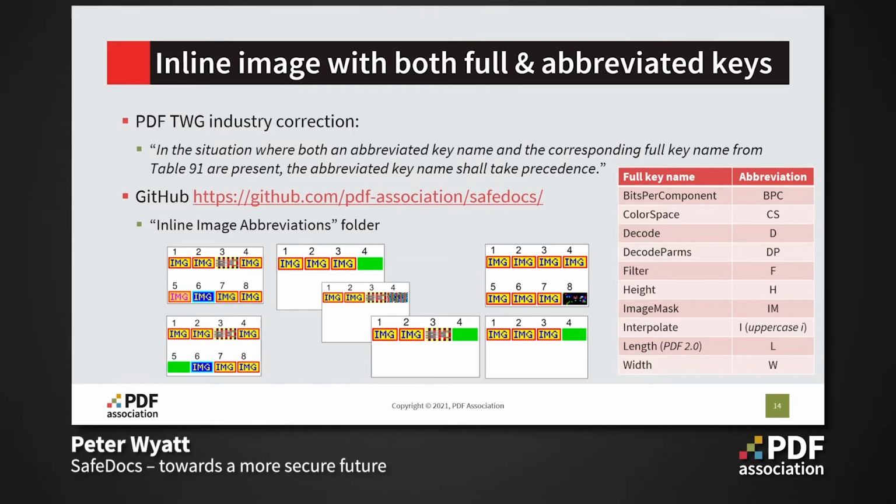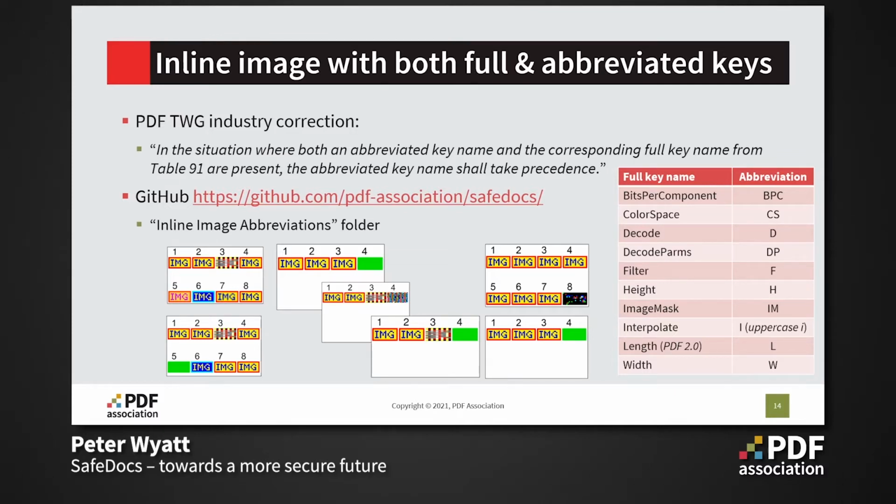I have created and published a handcrafted PDF test file in the PDF Association SafeDocs GitHub repo under the Inline Image Abbreviations folder. This test PDF contains 8 separate inline images with different full key and abbreviated name collisions. In each case, correct processing of the abbreviated key name in preference to the full key name should result in the letters IMG on the yellow background. The green rectangle is just an RE operator placed beneath each inline image just prior to the inline image paint operation. A perfect implementation is thus 8 yellow IMG images.